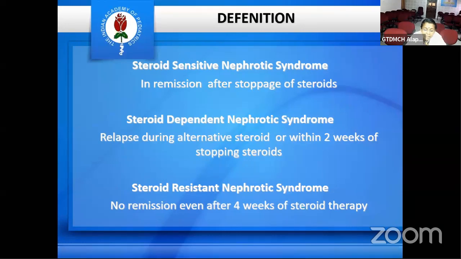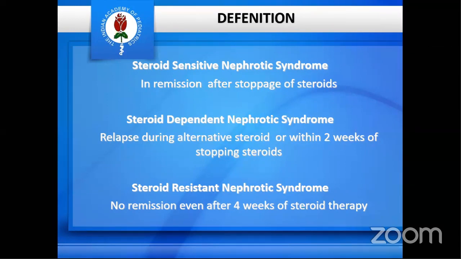Steroid-dependent nephrotic syndrome means relapse during alternate-day steroids or within 2 weeks of stopping steroids. So the patient is dependent on steroids. When you change the dose or stop the dose, there is relapse. Steroid-resistant nephrotic syndrome means no remission even after 4 weeks of steroid therapy. So steroid sensitive means complete cure after steroid treatment. Steroid dependent means stoppage or decrease in the dose of steroids causes relapse. Steroid resistant means there is no remission, no cure after 4 weeks of steroid therapy.